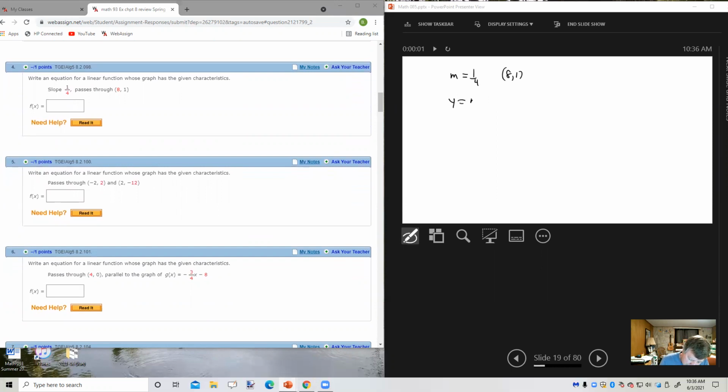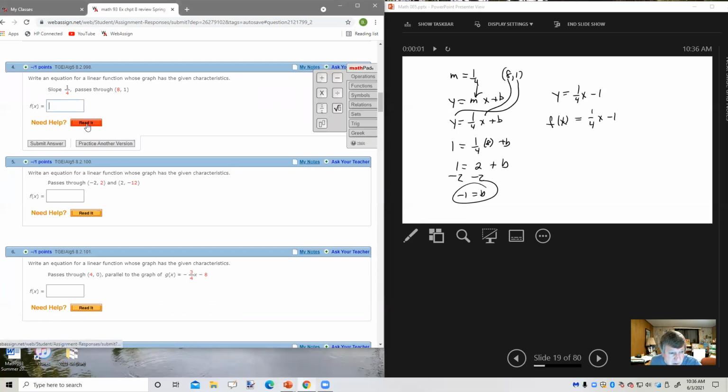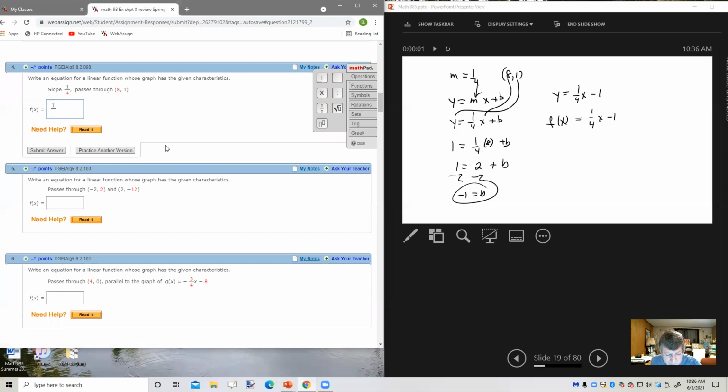So using y equals mx plus b, we can put the slope in for m. Y equals 1/4 x plus b. We can now take the ordered pair with the x and y, put the 8 in for x and the 1 in for y. 1 equals 1/4 times 8 plus b. 1 equals 8/4, which is 2 plus b. Subtract 2 from both sides, and b equals negative 1. So y equals 1/4 x minus 1, but it's f of x equals 1/4 x minus 1. So f of x equals, let's use a fraction, 1/4 x minus 1.